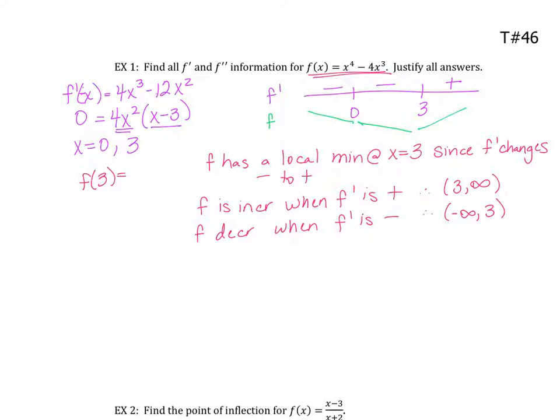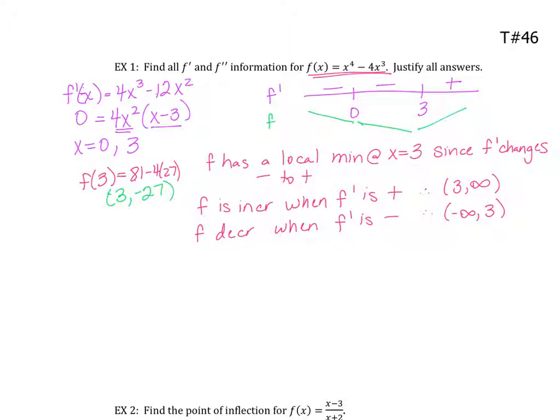What is that? 3 to the 4th is 81. 81 minus 4 times 27. A little mental math there. Well, 81 minus 108 would be negative 27. Had to just think for a second. So this local min, of course, if they ask you for the point, then you could say that on the graph, you're going to have a point at 3, negative 27. All right?